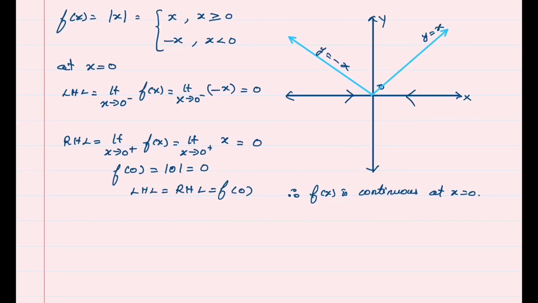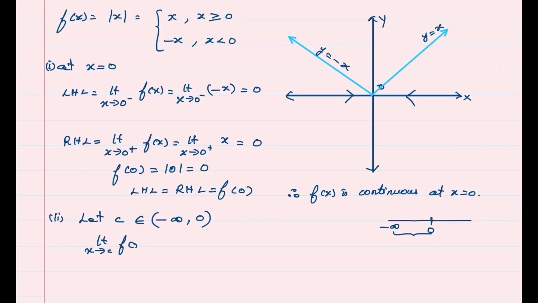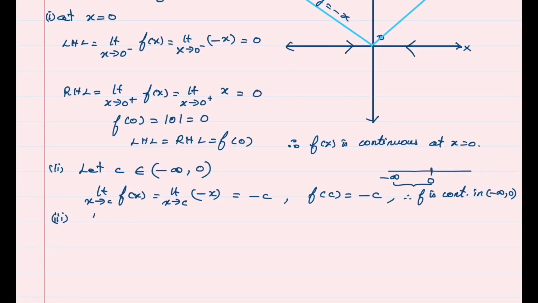Now let us discuss the other real values. We will take c in the interval minus infinity to 0. We checked the continuity at 0. Now we will check the continuity for all real values in the interval minus infinity to 0. Limit x tending to c of f of x. In this interval, c values are all negative. Therefore, f of x is minus x, and the answer is minus c. And f of c, c being negative, again the answer is minus c. Therefore, f is continuous in the interval minus infinity to 0. In the figure also, for negative values of x, we have a ray y equal to minus x, which is continuous.